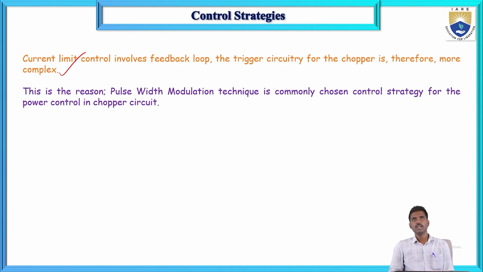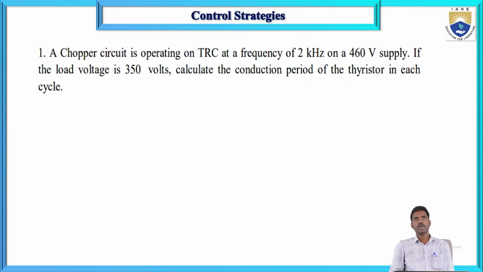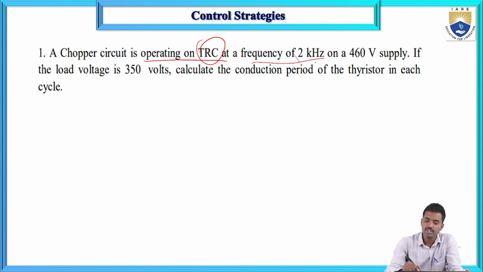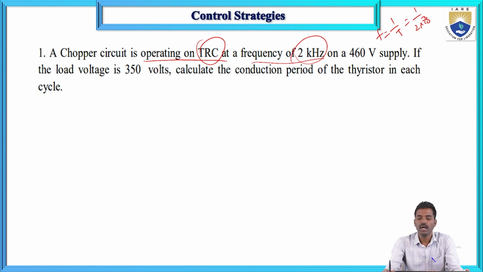Now here, these are the problems. First problem: a chopper circuit is operating on a time ratio control strategy at a frequency of 2 kilohertz. Frequency equals 2 kilohertz means 1 by T equals 1 by 2 into 10 power 3, on a 460 volt supply voltage, that is, Vs equals 460 volts.